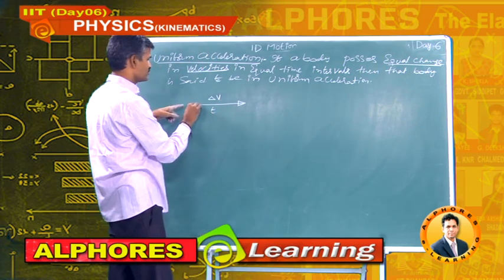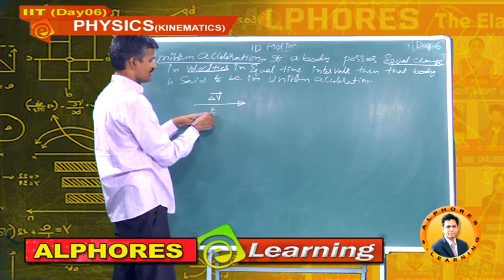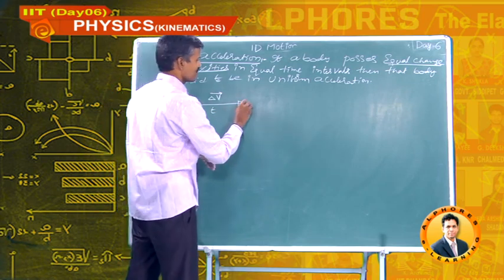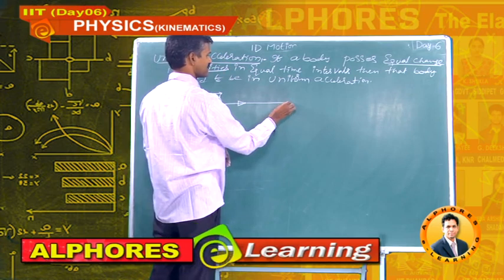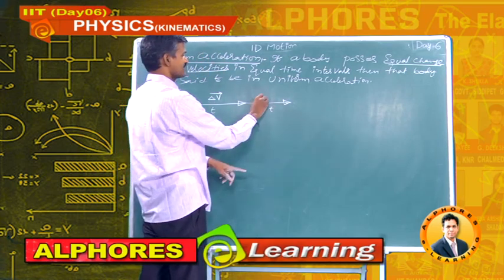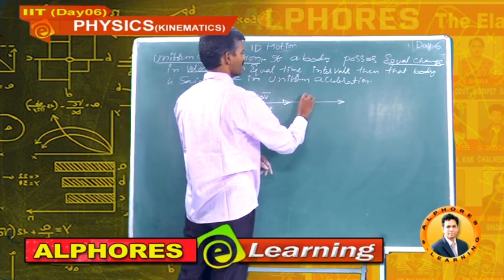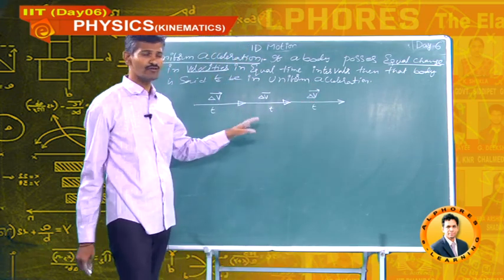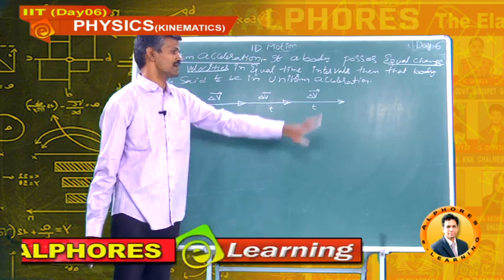Suppose a body has a change in velocity, some delta v bar, in time t. In the next t seconds it must have the same change in velocity in the same time interval. In the next time interval also it must have the same change in velocity in the same direction. Then only this particular body is said to be moving with uniform acceleration.